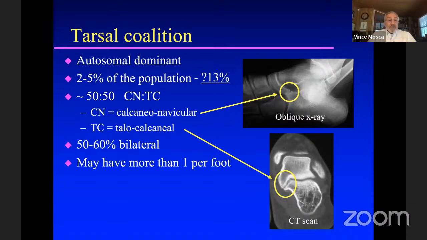Coalitions are bilateral in about half the cases, and sometimes there can be more than one coalition per foot. So a child may have both of these in the same foot, or one of these and one at another location.